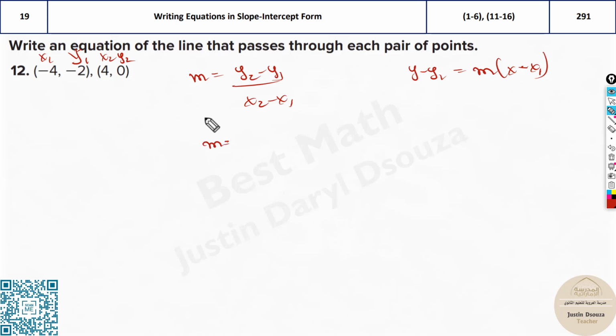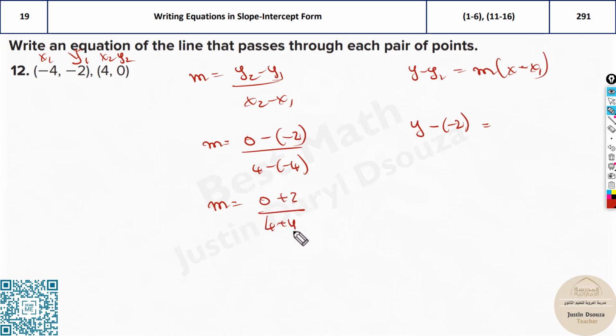Let's do the substitutions. y2 is 0 minus of minus 2 divided by 4 minus of minus 4. And over here we have y minus y1, which will become y plus 2. That is equal to, oh, I forgot to substitute and solve for m. You can put this entirely in the calculator directly and get the answer. That will be 0 plus 2 divided by 4 plus 4. And here we go, it will be 2 by 8, that is 1 by 4. That is the slope. M value is 1 divided by 4.